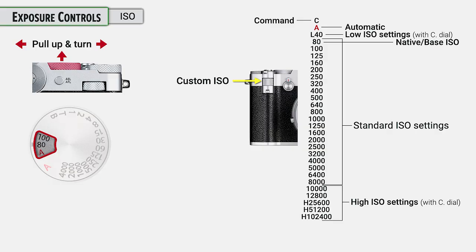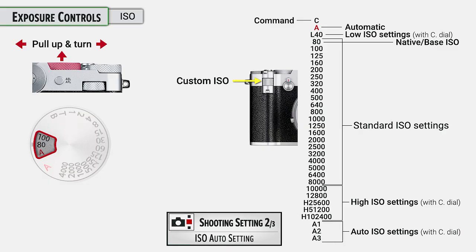They're not great image quality, but if you just need an image, they are there, which is nice to have. Now, the other option is, well, before we had just a simple automatic setting where it automatically sets the ISO, you can go in and select 3 different custom automatic ISO settings. And this is where you can go into shooting setting, page 2 of 3, in a feature called ISO Auto Setting. And you can customize A1, A2, and A3 to work the way that you want.